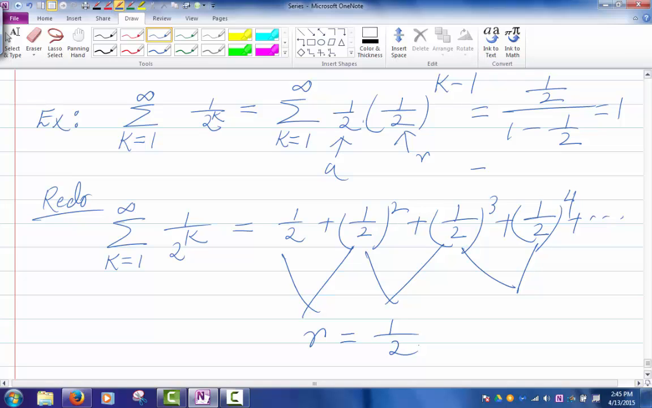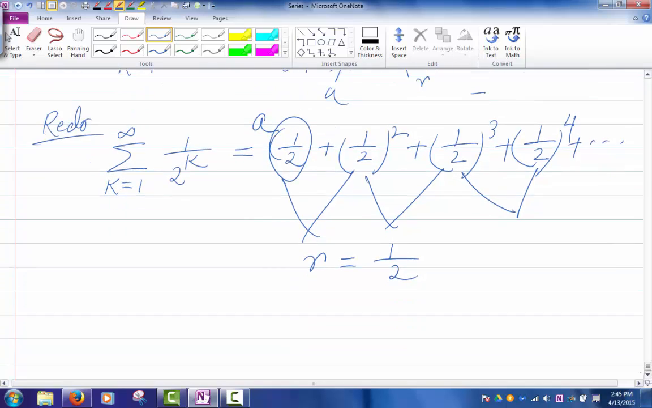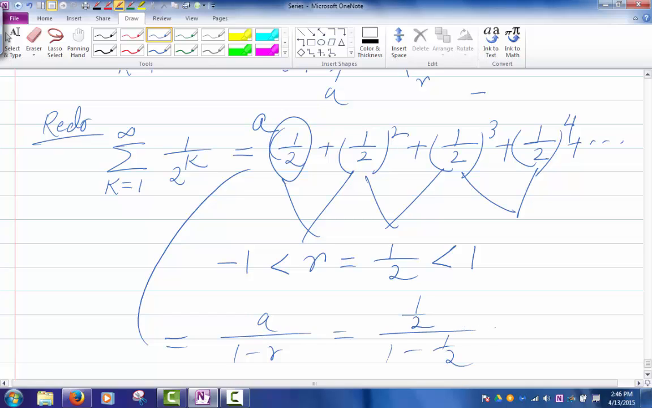What is A? A is the first term, right? So because r is between 1 and -1, I know that the sum of the series is what? A divided by 1 minus r, which is half over 1 minus half as before, right? We did this, but my point is I can write it out explicitly if I want to, and come up with the same answer.